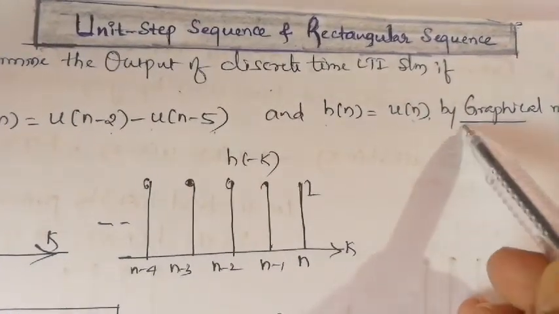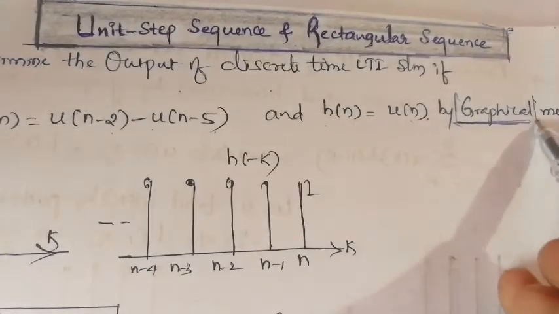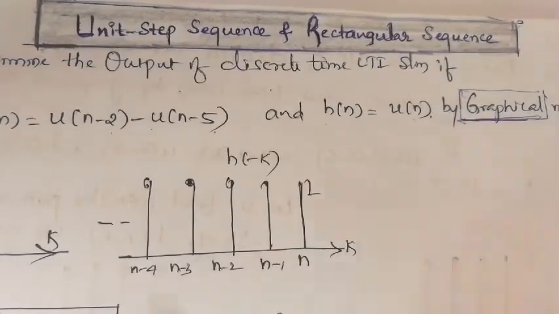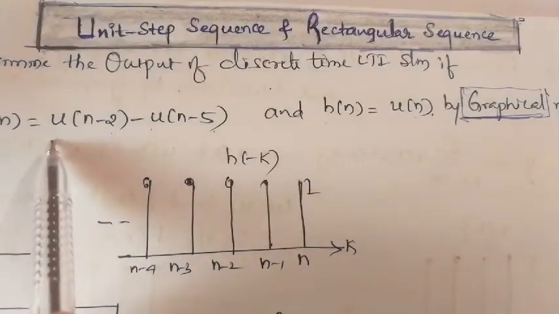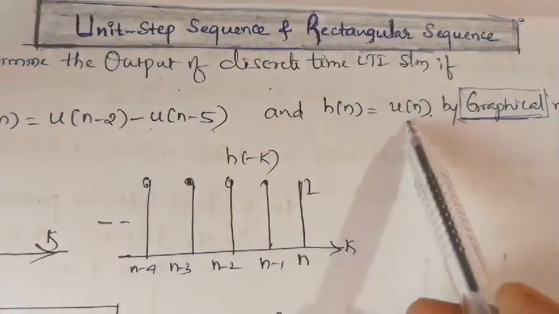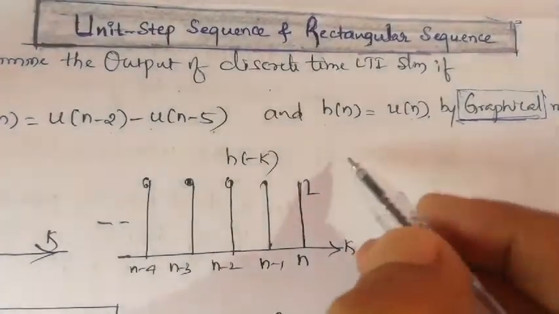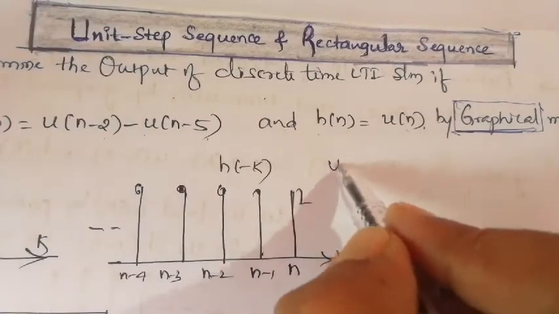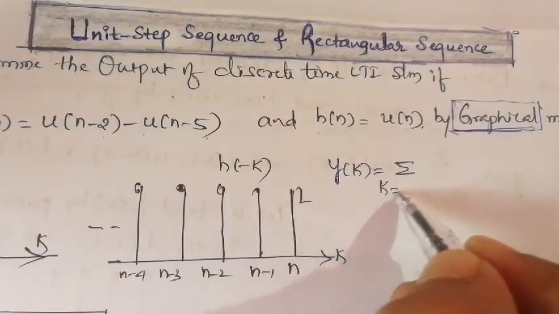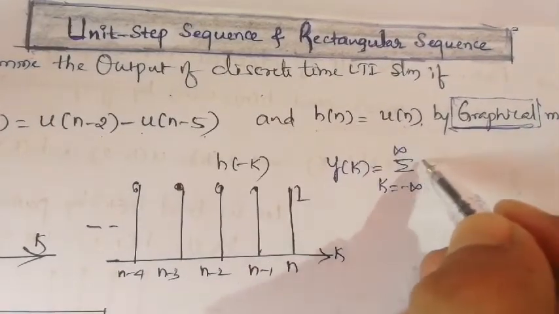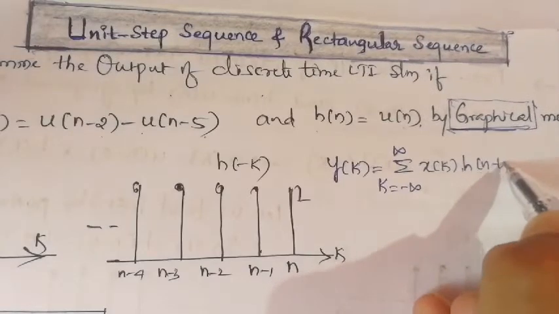This one you have to solve by graphical method. Convolution sum operation we have to perform by graphical method. Here this acts as a step sequence and this acts as a rectangular sequence. It is of infinite duration, it is of finite duration sequence. We know the formula for calculating convolution sum is y of n equal to summation over k equal to minus infinity to plus infinity x of k into h of n minus k.